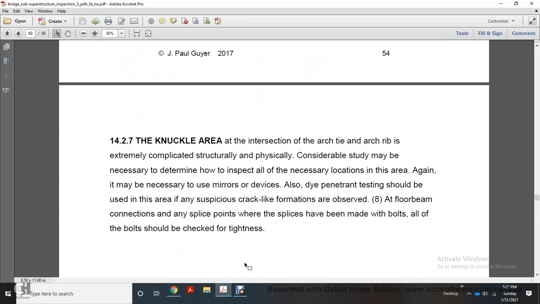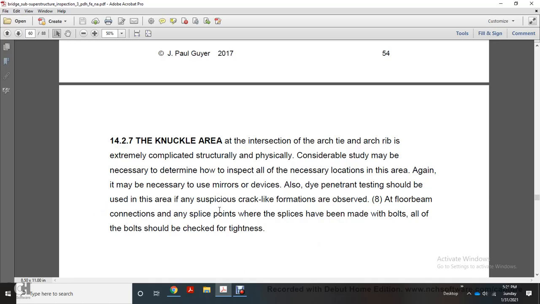The knuckle area at the intersection of the arch tie with the arch bridge is extremely complicated physically, and considerable study is necessary to determine how to inspect all the necessary locations of the area. Again, it may be necessary to use mirrors and devices. All dye penetrant testing should be used within the area where suspicious crack-like formations are observed.